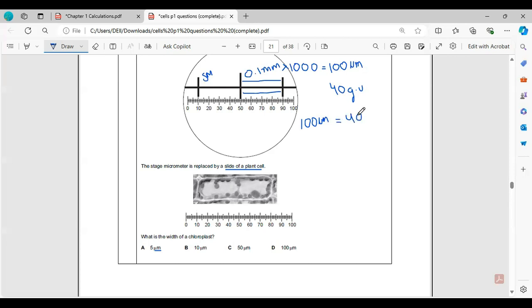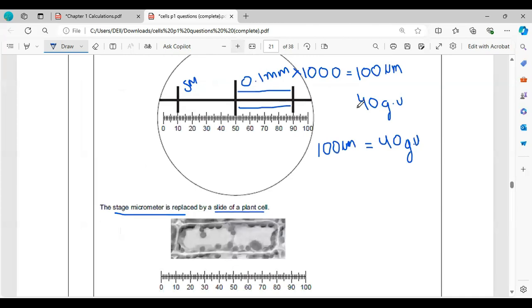But now there is some confusion, that now we cannot just directly put our third value under this relation and find out the actual value. They have given us a slightly technical question, which is that the stage micrometer is replaced, they have replaced this with a slide of a plant cell, and now they're asking us the width of the chloroplast. So this is a technical question.